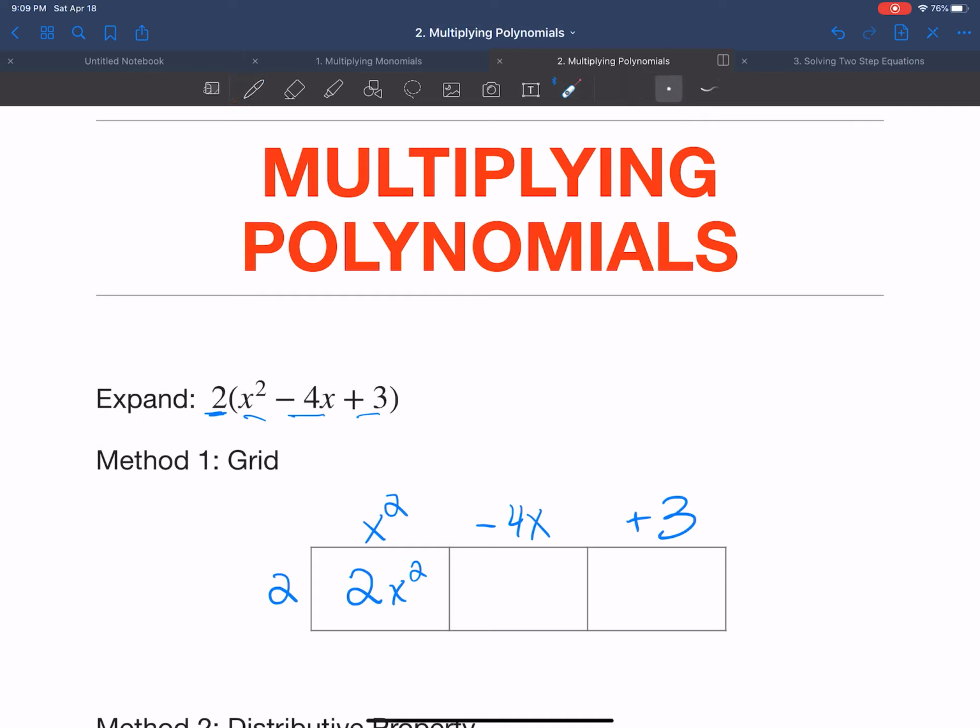Now we're going to do the same thing with the next box. It's going to be 2 times negative 4x. 2 times negative 4 is negative 8. There's no x here, but there is an x over here, and I didn't have any other x's to multiply it with, so it doesn't change, it just stays x. Then the last step is to take 2 times positive 3. What's 2 times positive 3? Positive 6. And I write positive 6.